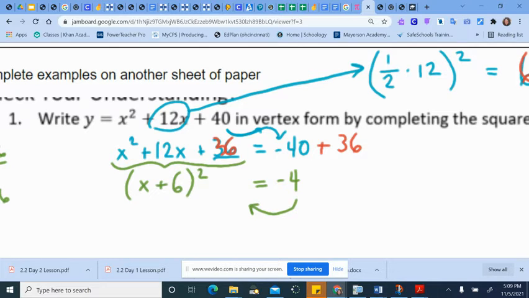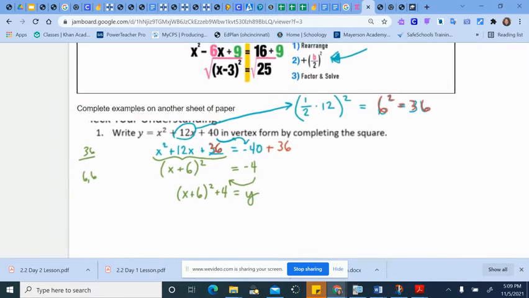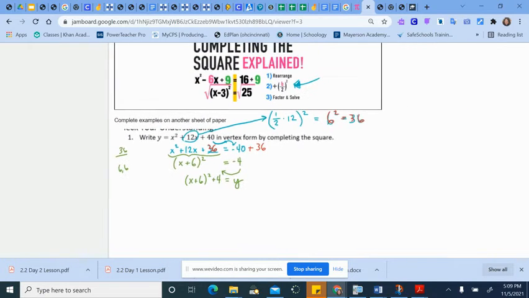So if I move it over, now I have to add it, change the sign. So x plus 6 squared plus 4. And that is going to be what equals y. So that's my vertex form by completing the square. So what this does, real quickly, it tells me my vertex is at negative 6, positive 4.